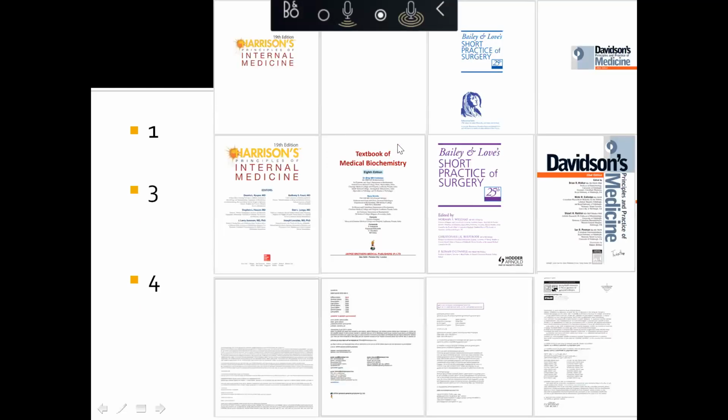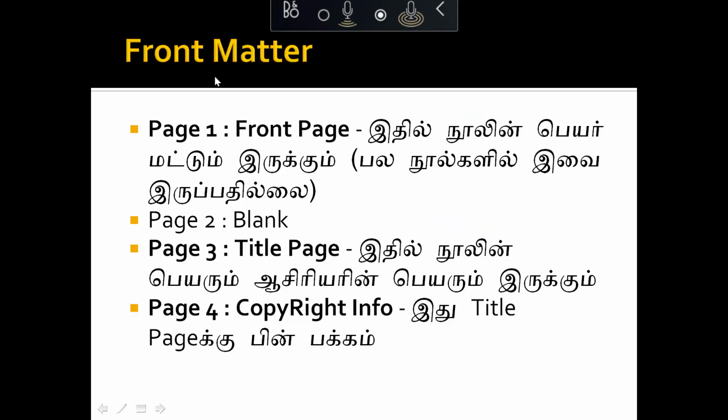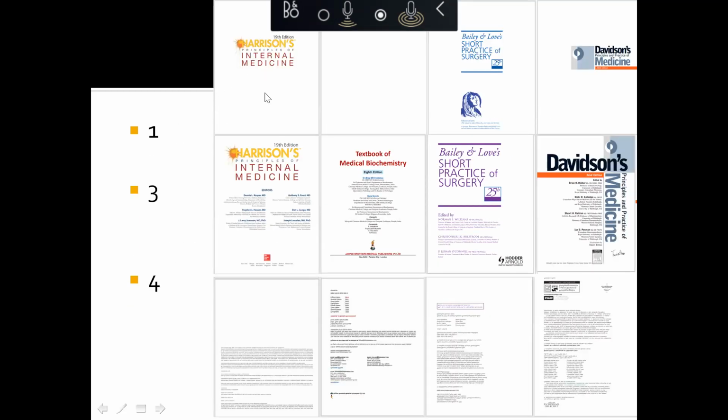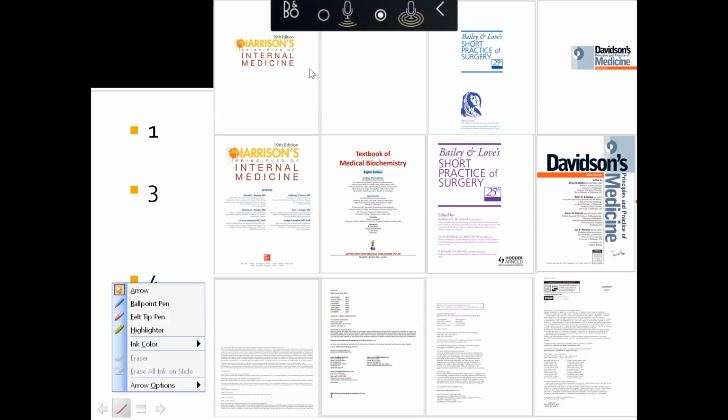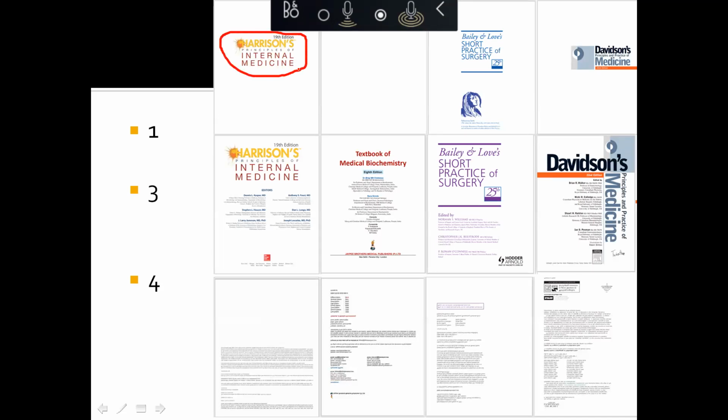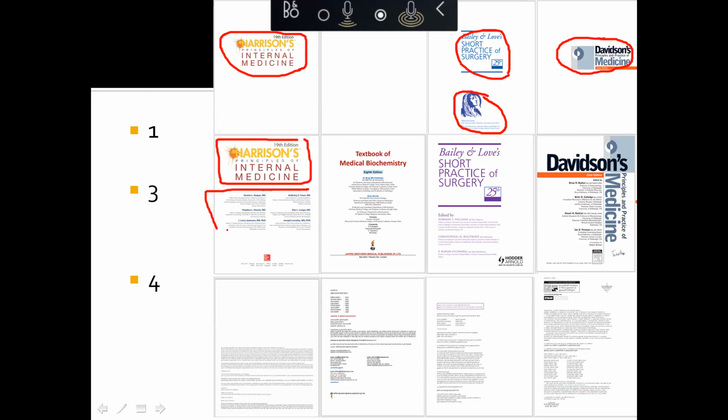So page 1 is what you call the front page, where there is only the title. There won't be any author name. So you need to just keep the title on page 1. Very rarely, they will put some famous quote like this. That is rare. Then page 2 is blank. Universally, it is blank.